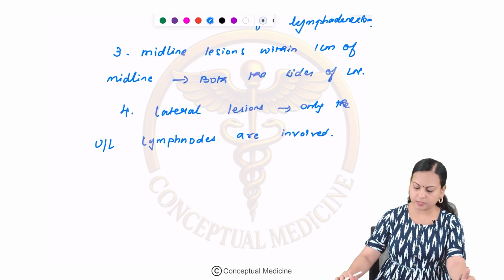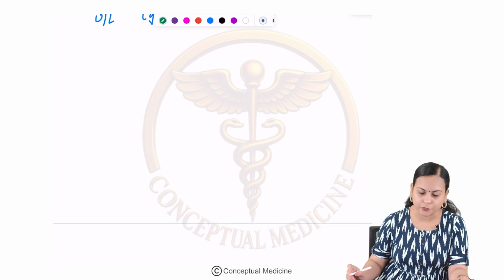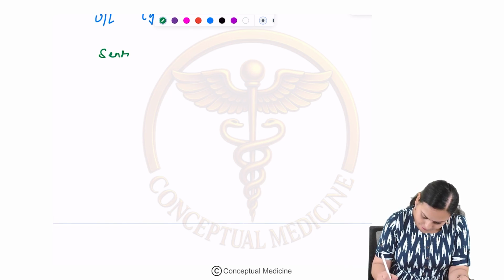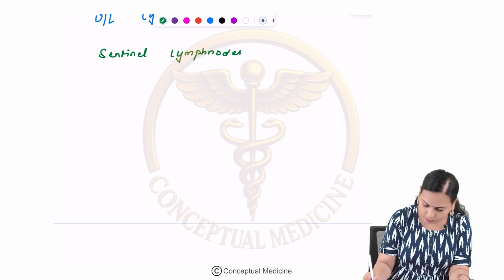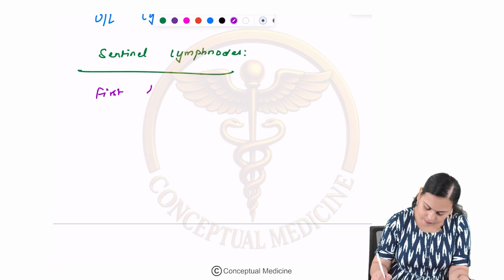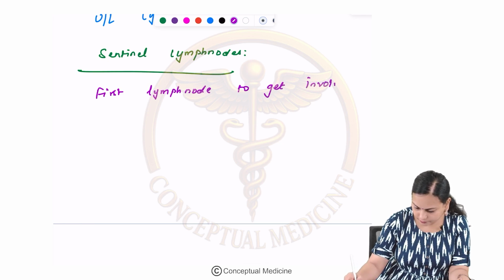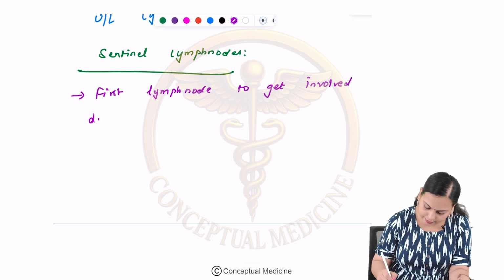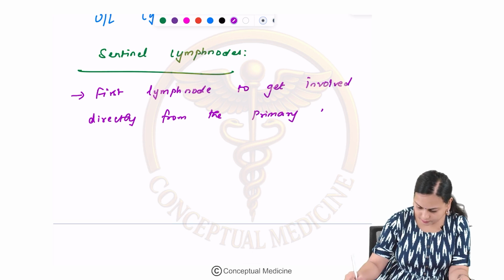Okay? Yes. Now, let's also talk about sentinel lymph nodes. Okay? So, what are sentinel lymph nodes? These are the first lymph node to get involved directly from the primary site of cancer.